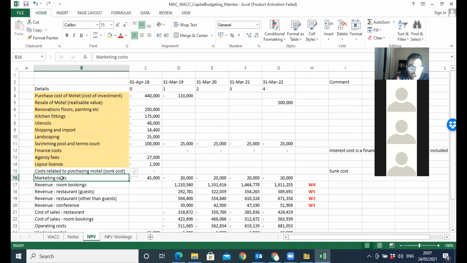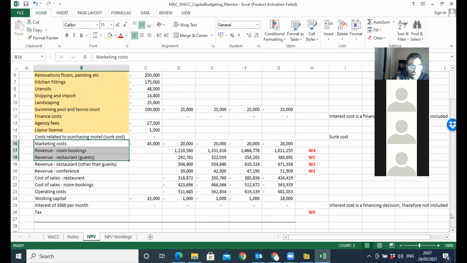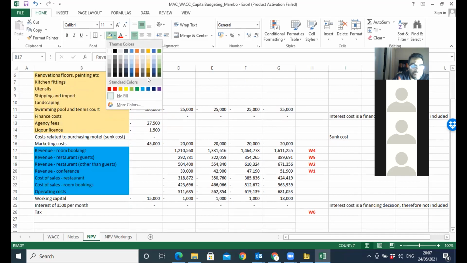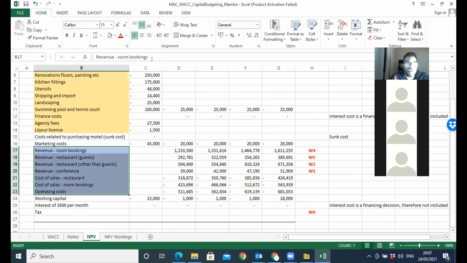And then marketing costs. What is in blue is operational. The marketing cost is a little bit tricky now. How do you see marketing costs? Like here in South Africa, it depends. So I'm going to take marketing costs as operational.